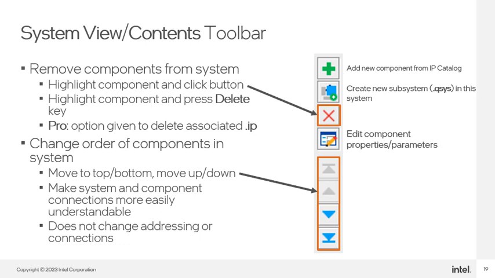There is also an option to quickly create a new empty subsystem and make it part of the current system. Normally, you'd have to manually create a new .qsys file and then add the new subsystem to the current system from the IP catalog. With the New Subsystem button in the toolbar, this is done with one click. You can immediately start building the subsystem and connect it to the main system.